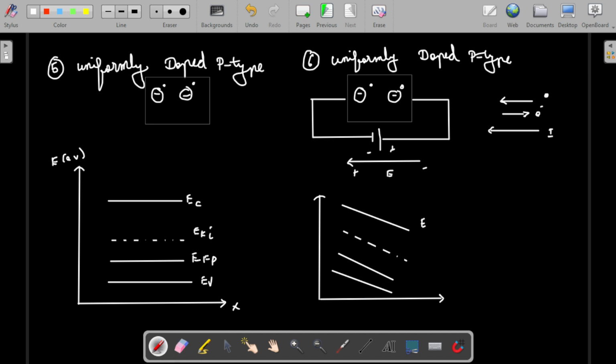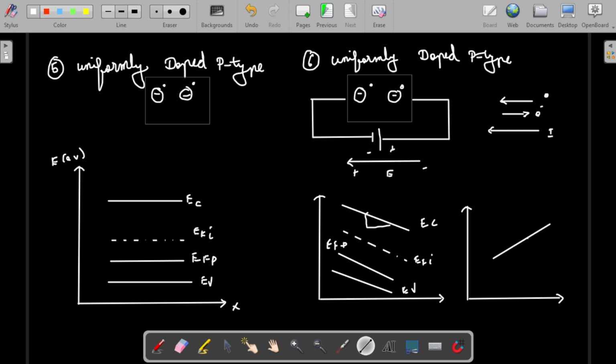So this is EC, this is EV, this is EFI, and this is EFP. Okay. As you can see, there is a change. This change is because of the external supply that we have produced. So we know that the voltage will be in the exact opposite direction to that of the electric field. We need to note the point that this change is because of this external supply voltage only. So that change will be just opposite to that of this.